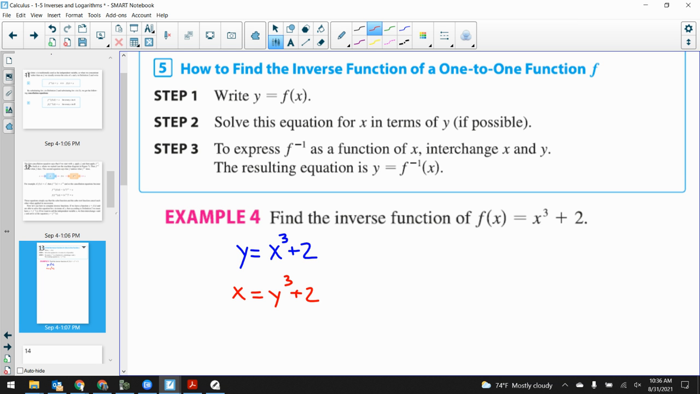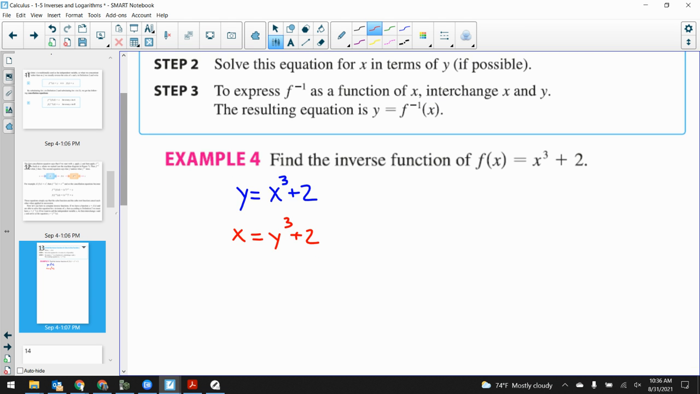But to put it in true inverse notation, I need to resolve that equation for y. Subtract the 2. x minus 2 is equal to y to the third. And then how do I undo y to the third? Cube root, right? Cube root the opposite side. Cube root of x minus 2. And now solve for y.